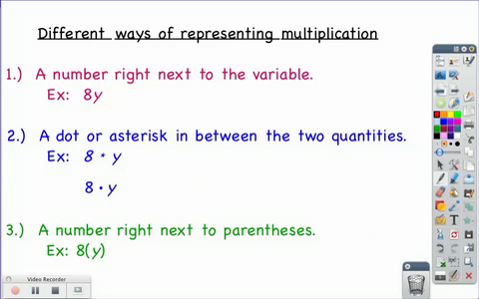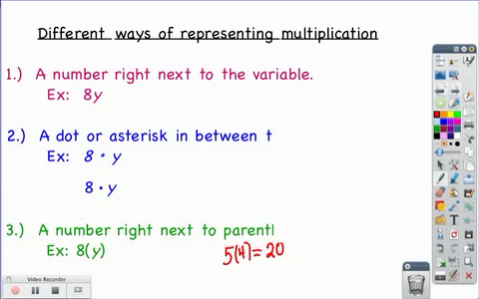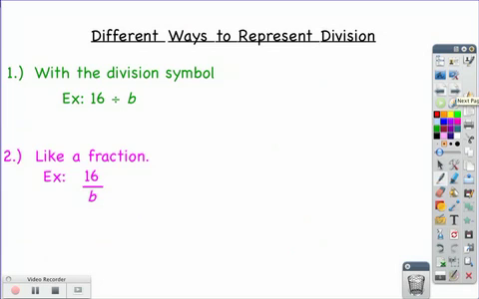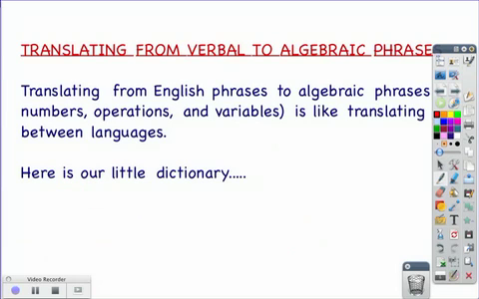Different ways to represent division in algebra are with the division symbol, or more commonly, like a fraction. Now we're going to practice translating from verbal to algebraic phrases. Translating from English phrases to algebraic phrases, which include numbers, operations, and variables, is like translating between languages. So, dictionary, a buzzword cheat sheet.